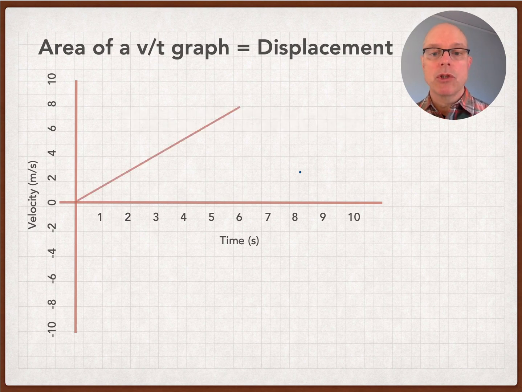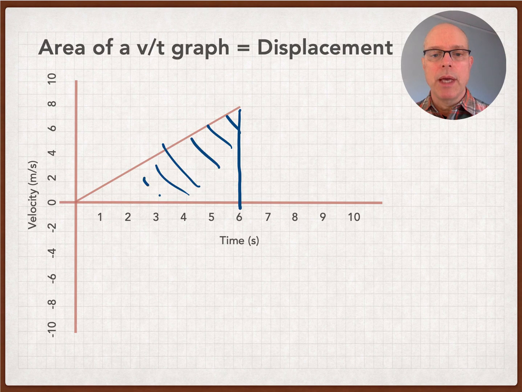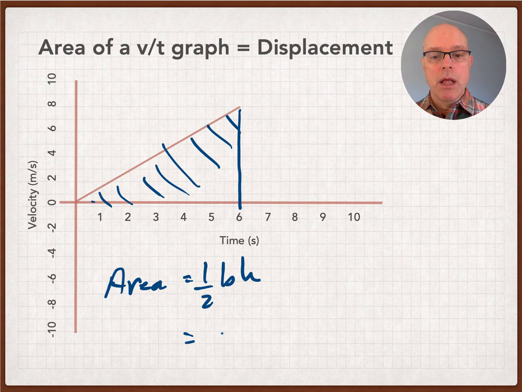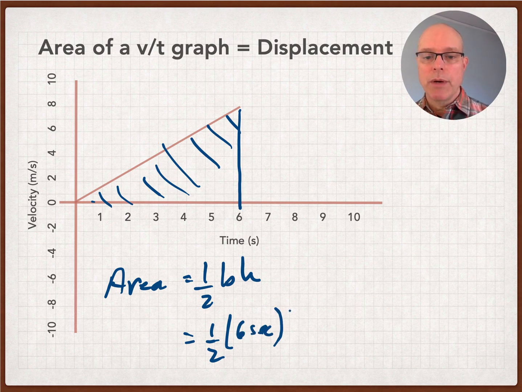So what I'm going to do is take this graph and I'm going to go ahead and shade in the area that this shape makes. And all I have to do is go back to basic geometry and say, well, okay, I know the area of that triangle is 1/2 of base times height. And now the base and the height are real things. So the base is going to be 6 seconds. So put the 6 first. And the height we just talked about is going to be 8 meters per second.